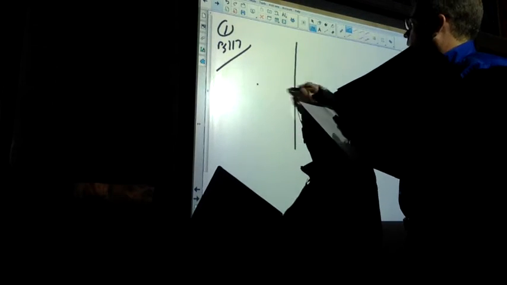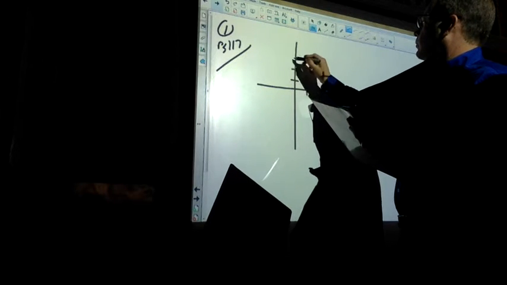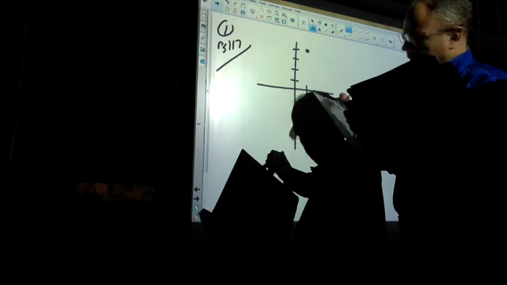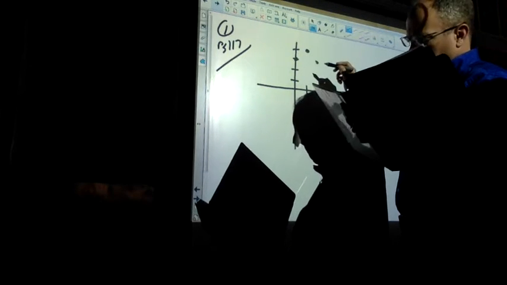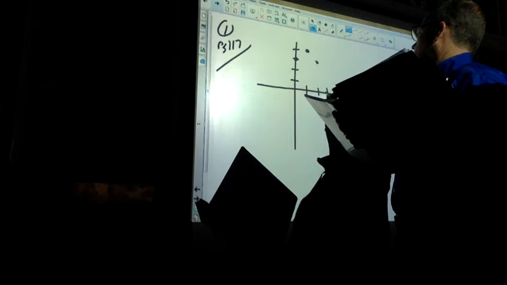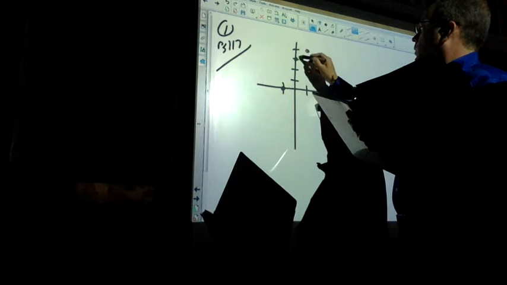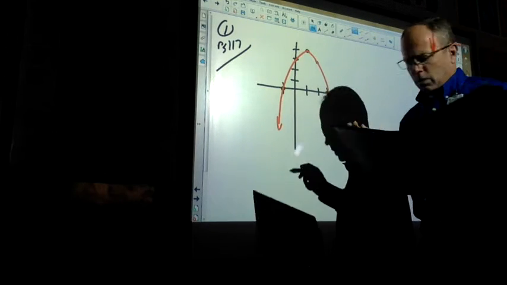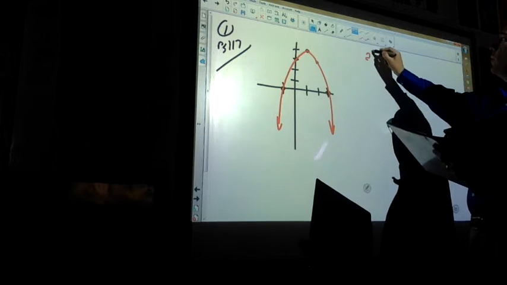All right, so 1, 4. Write them down. Okay, here, 2, 3, here, here. All right. So first part, A, domain.